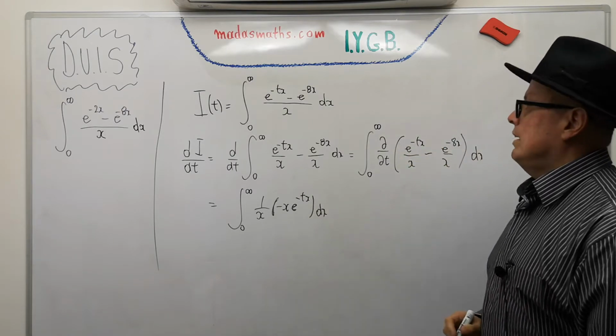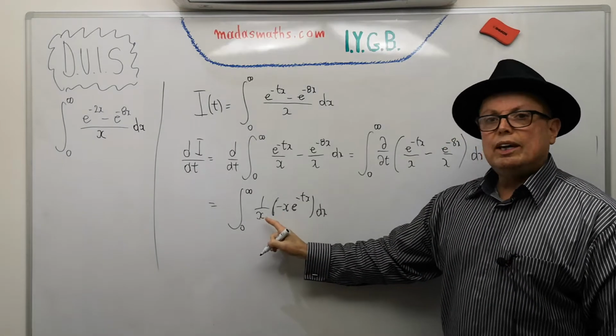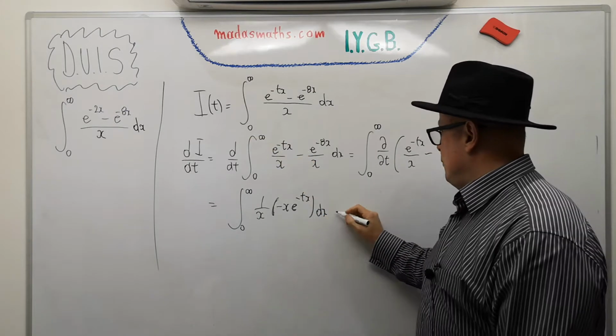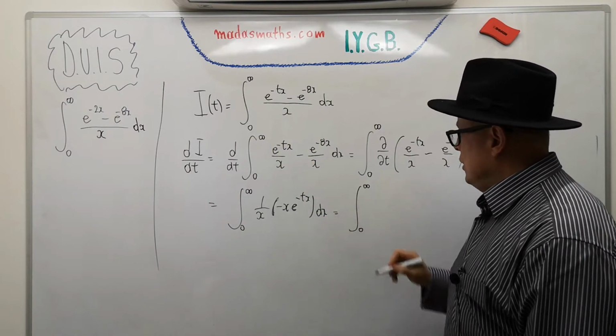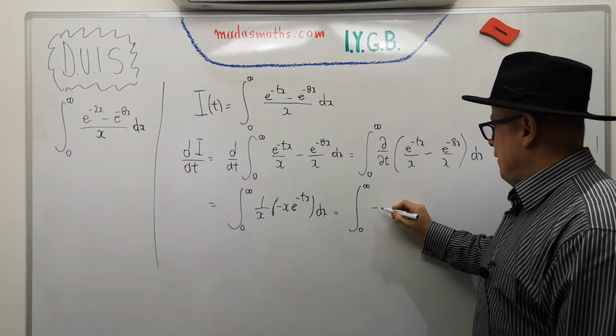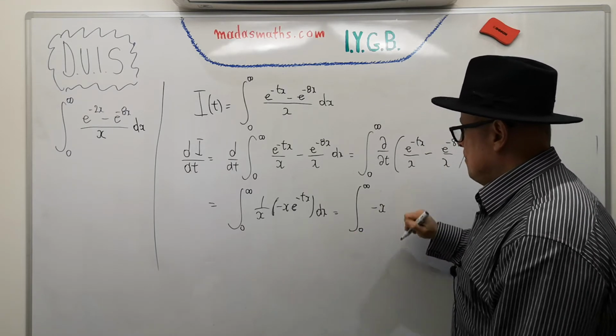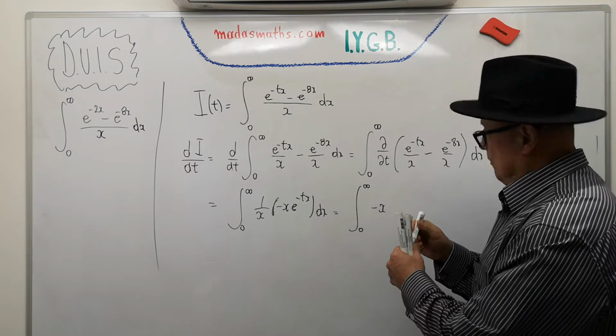And this is the whole point of why I chose to do that: I was trying to get rid of this x on the denominator, which now has disappeared. So now we have a nice expression. We have a very simple integral. Oops, not minus x, minus, where's my sponge?